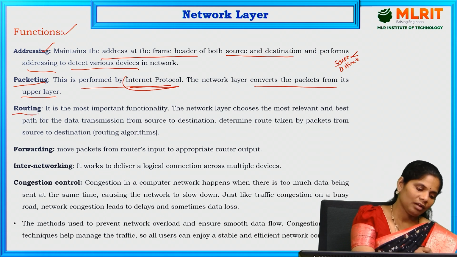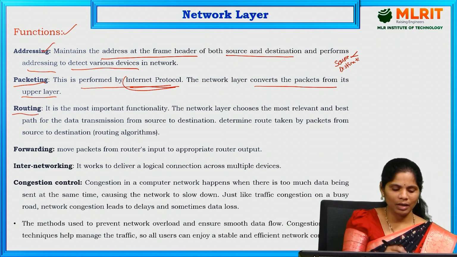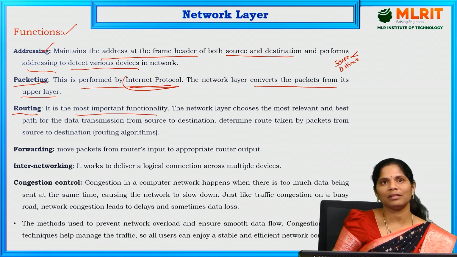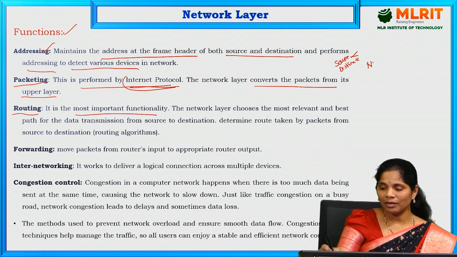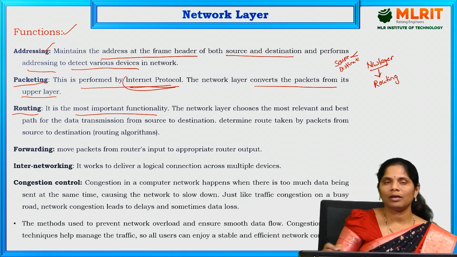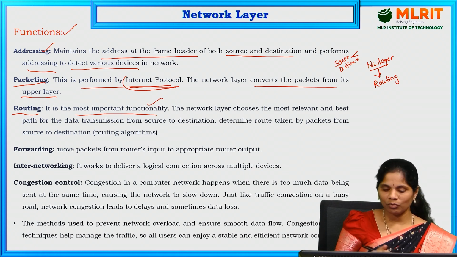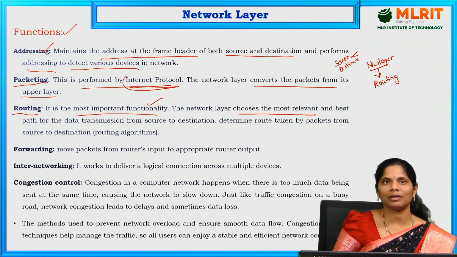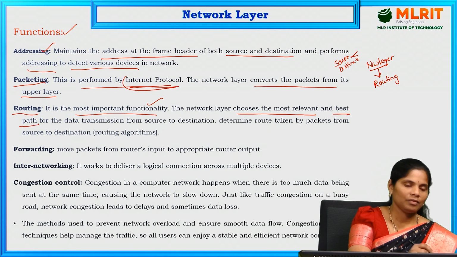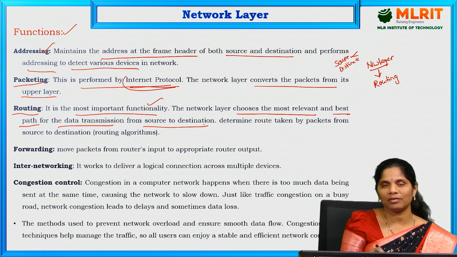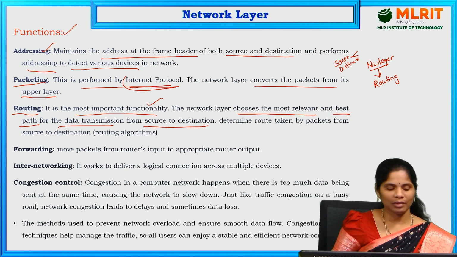And next one is routing. What is routing here? It is the most important functionality in the network layer. Whenever we go for the network layer topic, the main word is routing. What is exactly routing? Selecting the best path among the number of routes. The network layer chooses the most relevant and best path. We have to select the best path for transferring the data from source to destination among the multiple paths. That is the routing.